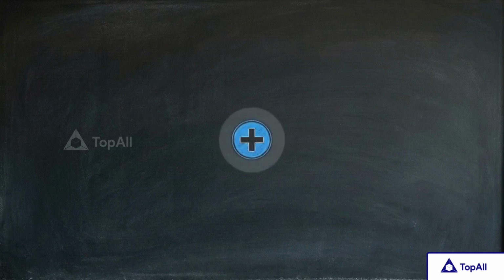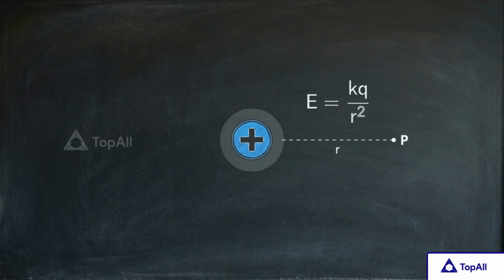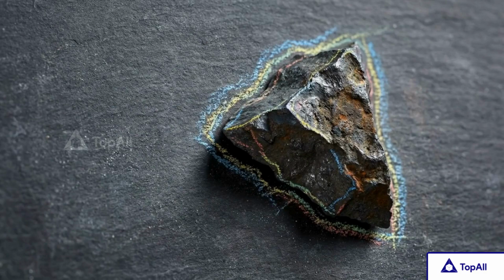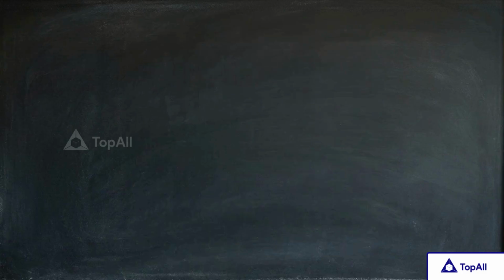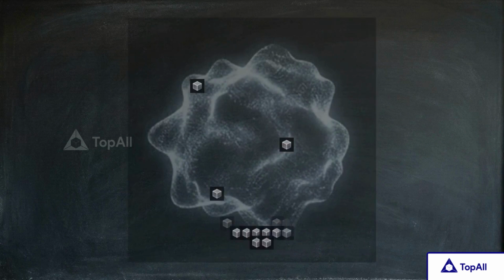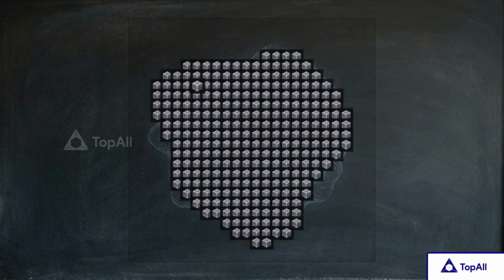Calculating the electric field of a simple, discrete point charge is a standard application of Coulomb's law. If you have the charge and the distance, the math is direct. However, real-world matter is rarely that simple. Most objects are continuous, which means we have to imagine breaking them down into an infinite number of microscopic volume elements just to begin a calculation.